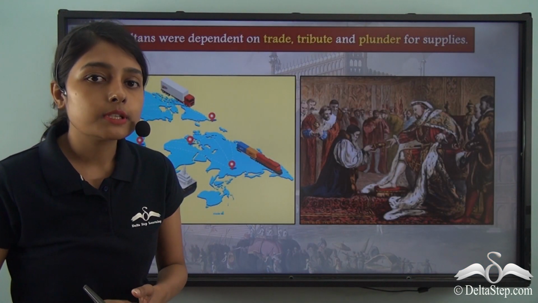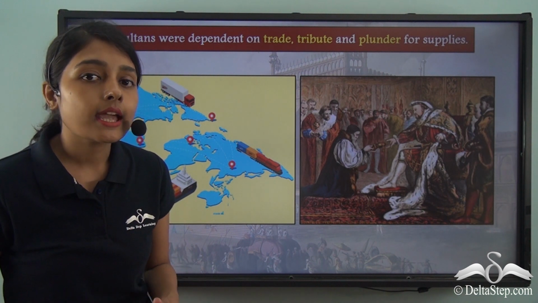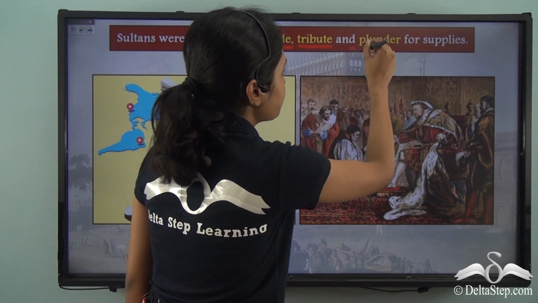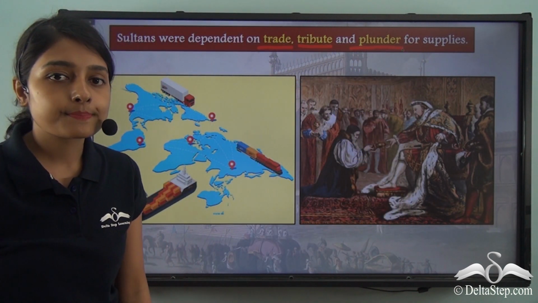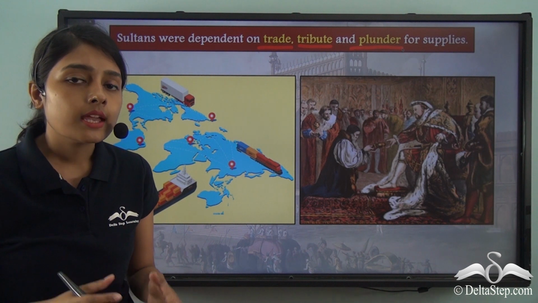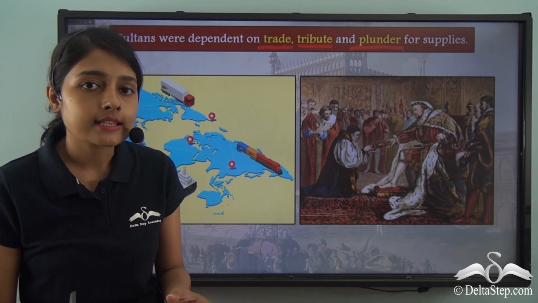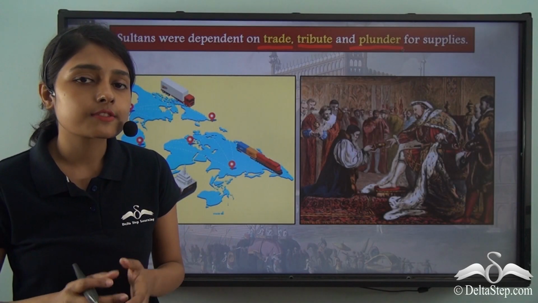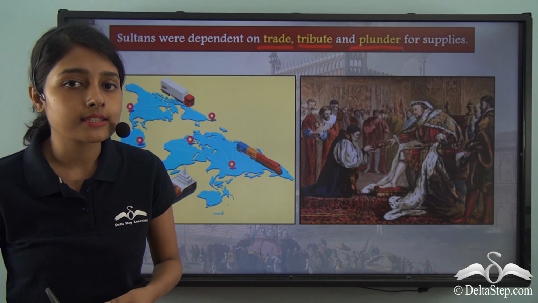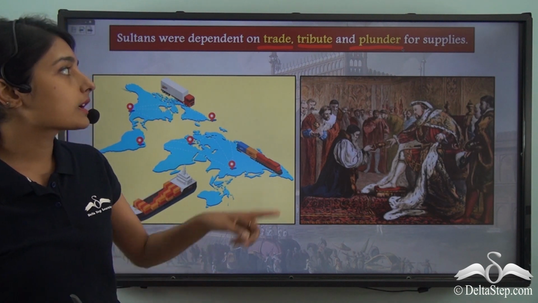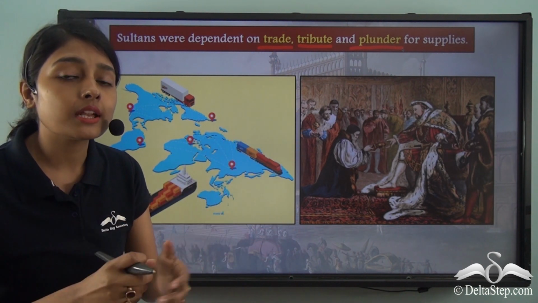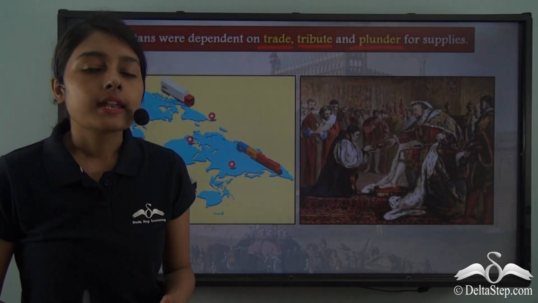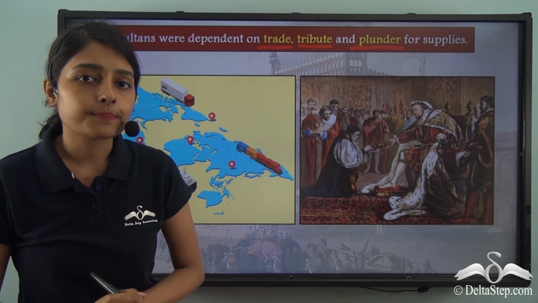Since they were not able to control the hinterlands, they had to rely upon trade, tribute and plunder for supplies. What does this mean? We discussed that hinterlands supplied goods and commodities to the towns. Now since the sultans were not able to control these hinterlands, they had to instead fall back upon trade, tribute and even plunder to bring in supplies for their dynasties. Now this caused a major problem.